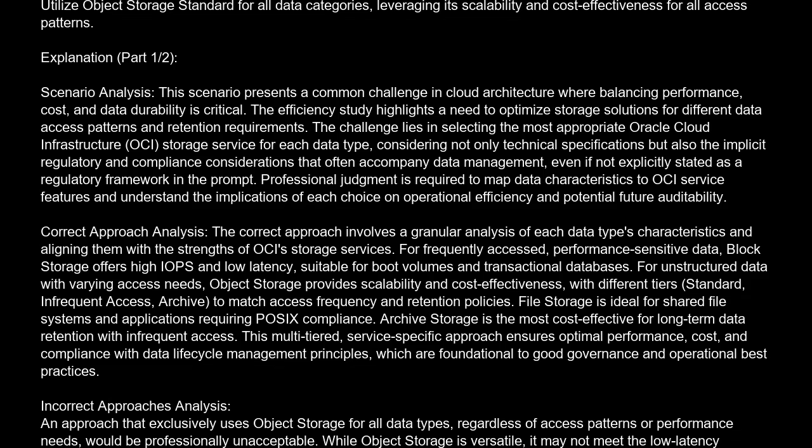The correct answer is C. Utilize object storage standard for all data categories, leveraging its scalability and cost-effectiveness for all access patterns.